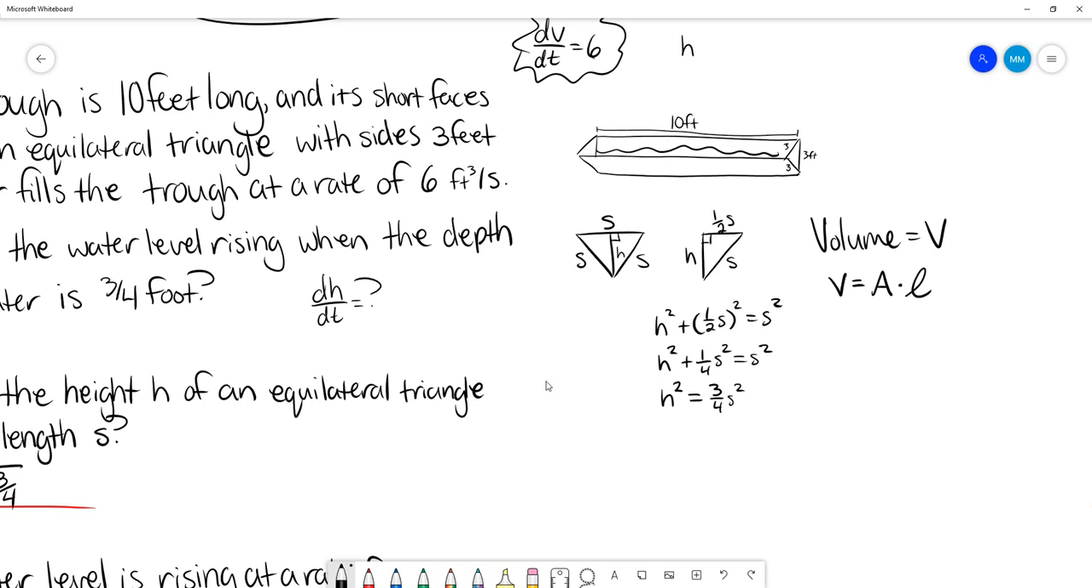Why did I not write this clearly? Yeah, no, it's just that. It's the area times the length, right? So it's the area of whatever face is formed times the length of the whole thing. In this case, we know that the area of the face is going to be a triangle, and we know that the area of a triangle is 1/2 base times height.